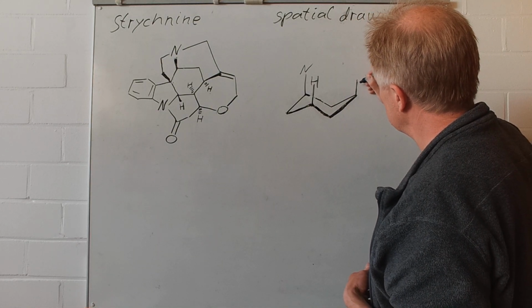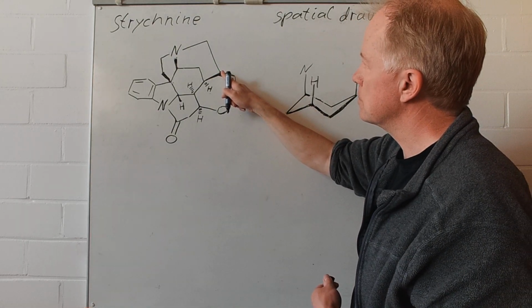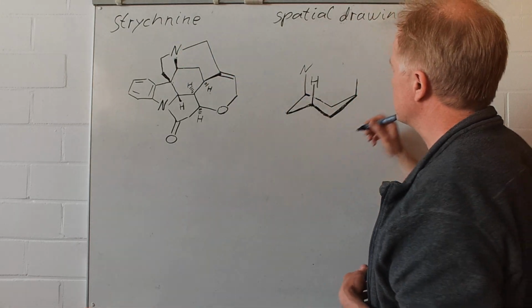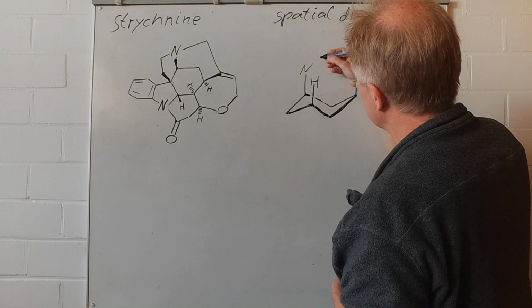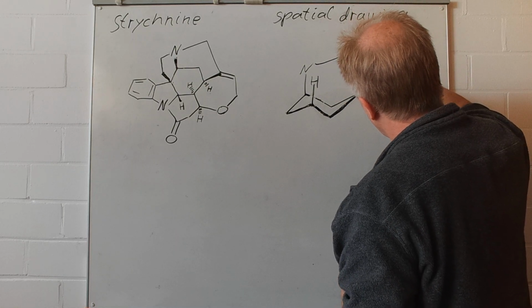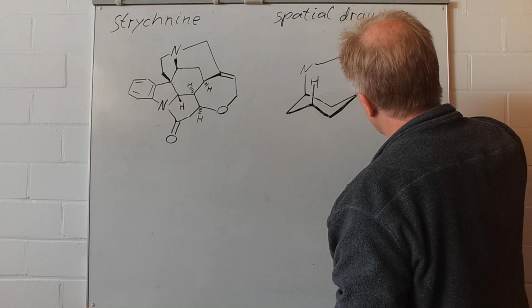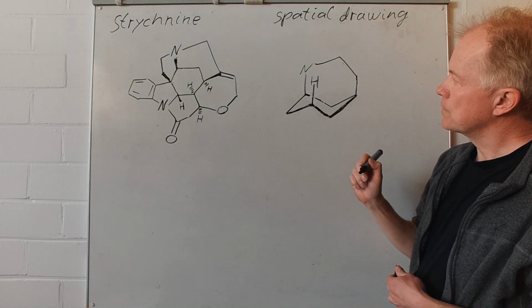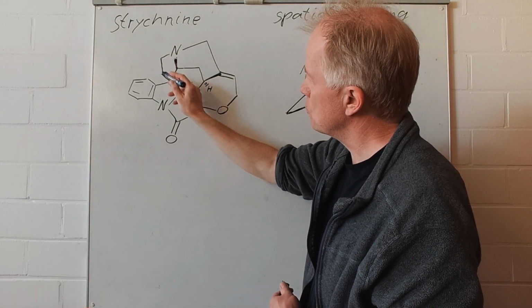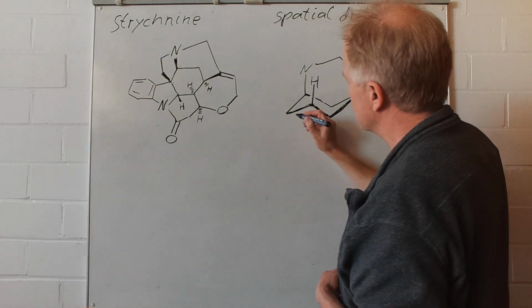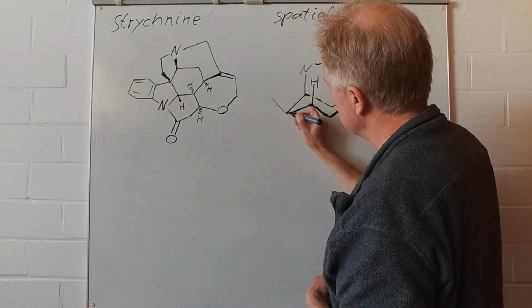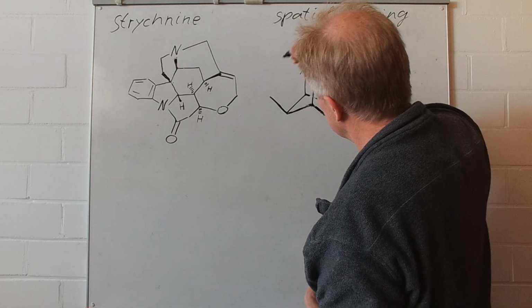And this carbon is connected with the nitrogen via a methylene bridge. Let us add this. Okay. Next, we should draw this pyrrolidine moiety. Close the pyrrolidine moiety, starting here at this position.